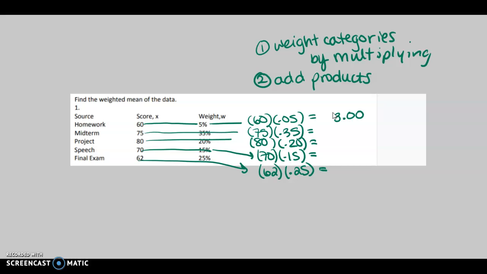So basically a 20th of 60, so 5% of 60 is just 3 points. So for your overall score, there's only 3 points that come from the homework grade. 75 times 0.35, so 35% of 75 is 26.25. A fifth, or 20% of 80, is 16. 70 times 0.15, 15% of 70, is 10.5, and then 25% of 62 is 15.5.